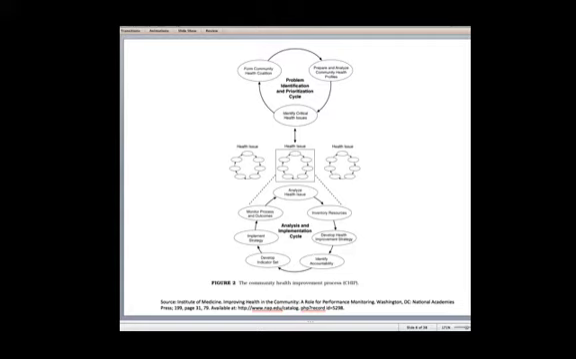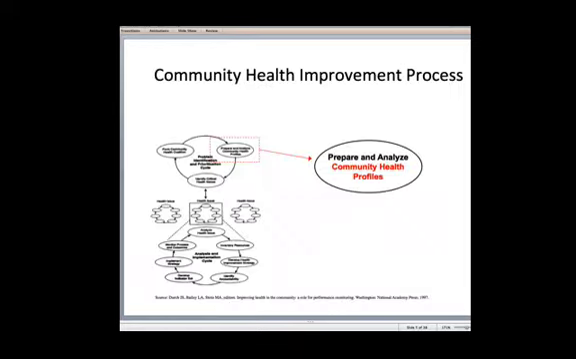There are two main cycles to this, the problem identification and prioritization cycle at the top, and the analysis and implementation cycle at the bottom. We are going to focus on the cycle on the top in the next slide. This particular cycle at the top contains three different sets of activities.